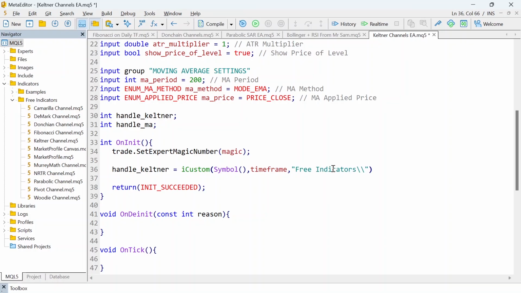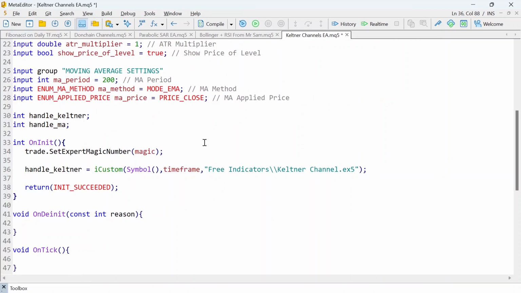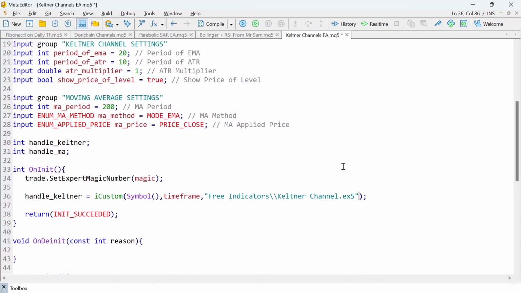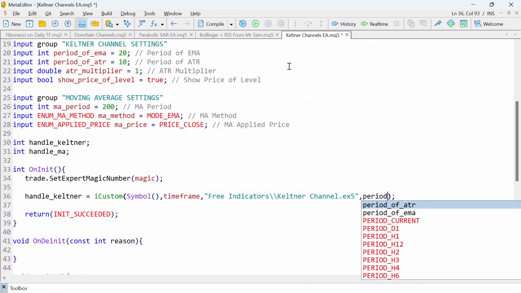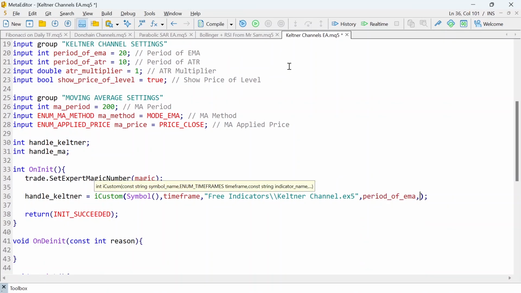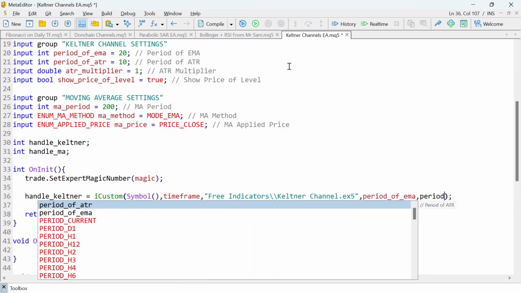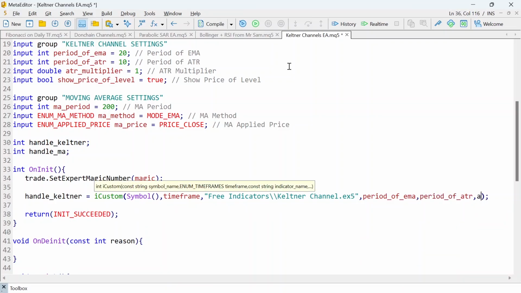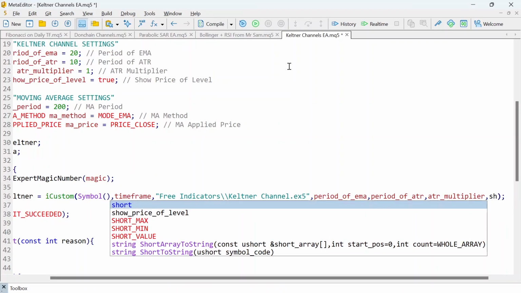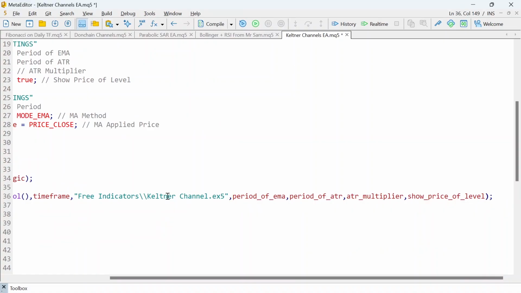indicators, get me the Keltner, Keltner channel EX5. And I need to specify the settings so that it won't use the default. So I'll say period of EMA, period of ATR, multiplier, then show this, and that's all I need.